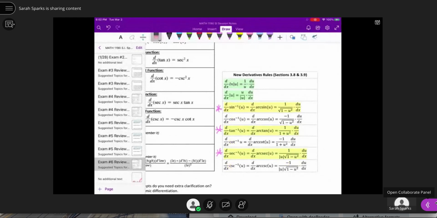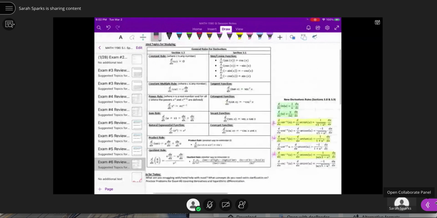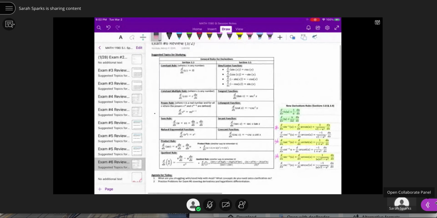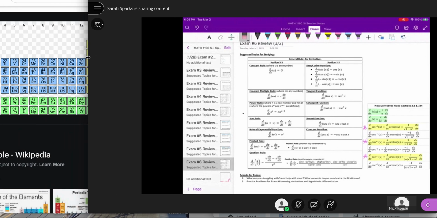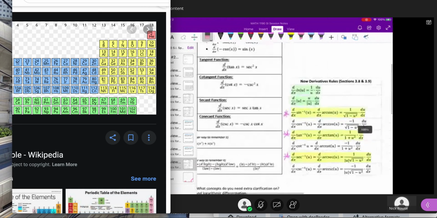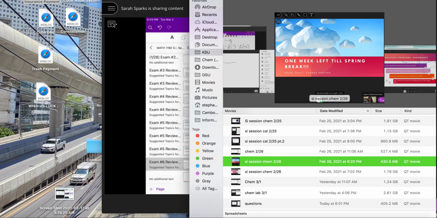Any questions about these new derivatives? Or any questions about the material in general, or log rules? I'm sorry, what'd you say? Where did these new derivative rules come from? Do they just change as we learn more, or what?